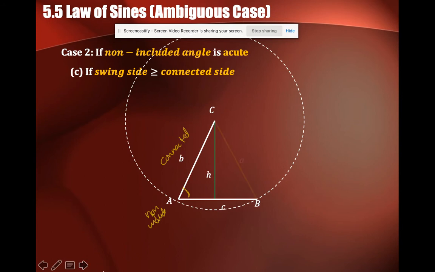Here's the scenario where the swing side is equal to the connected side. How many triangles can I make? One. Right? Because certainly if you lay this on top of itself, there's no triangle. But you have what kind of triangle is that? Isosceles, right? Could be equilateral depending upon this length.